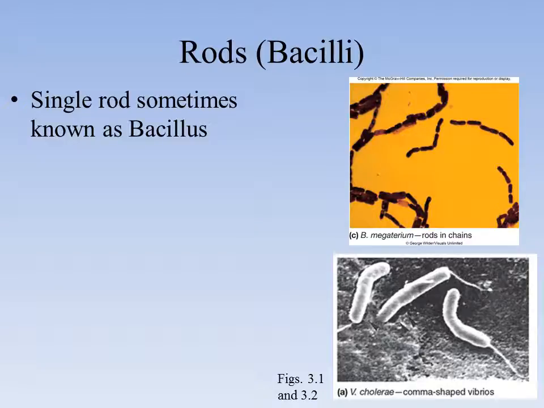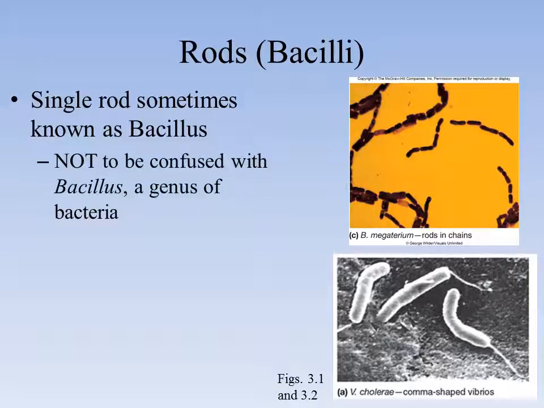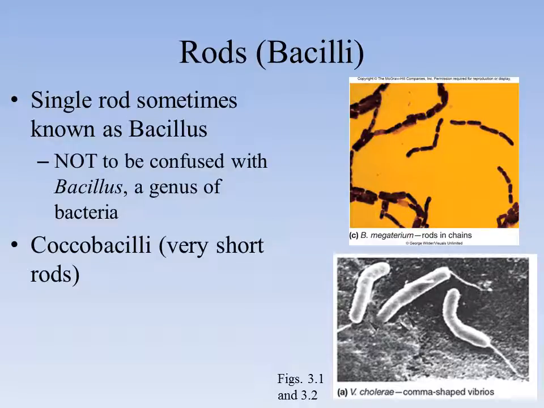Careful note here, make sure you don't get this confused with Bacillus, in italics here, which is a genus of bacteria. So rods are sometimes known as bacillus, but there is a whole group of organisms called Bacillus, which are rod-shaped, so that makes sense. But don't get those two terms confused with each other, because that is different.